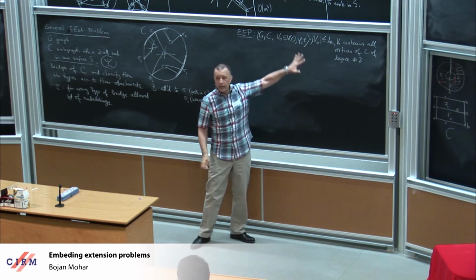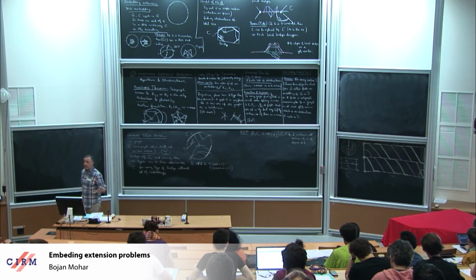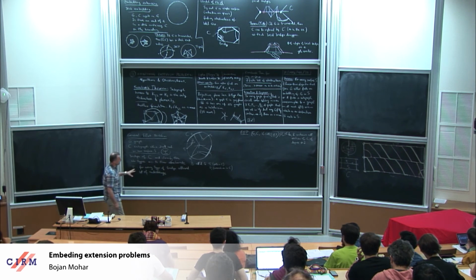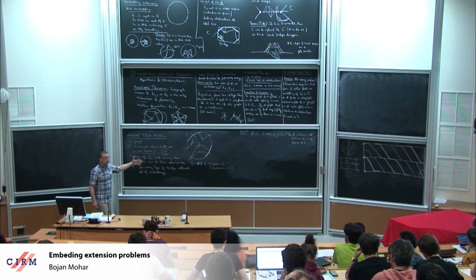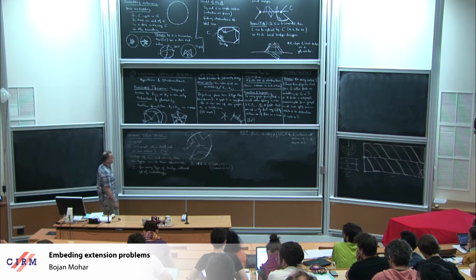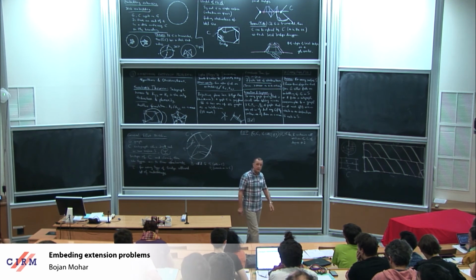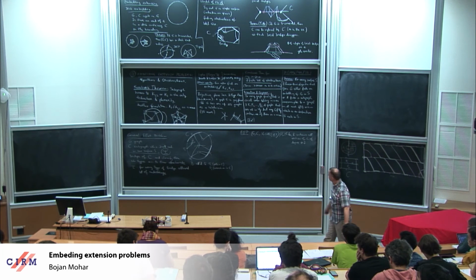So this is the data, and the question is, can I extend this embedding psi of this subgraph, to add all the bridges, all the rest of the graph in some phases, so that I don't create any crossings. So that's the embedding extension problem.